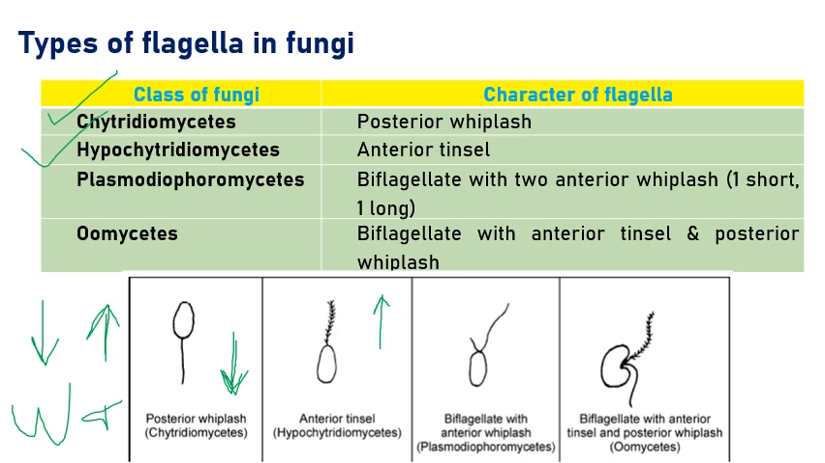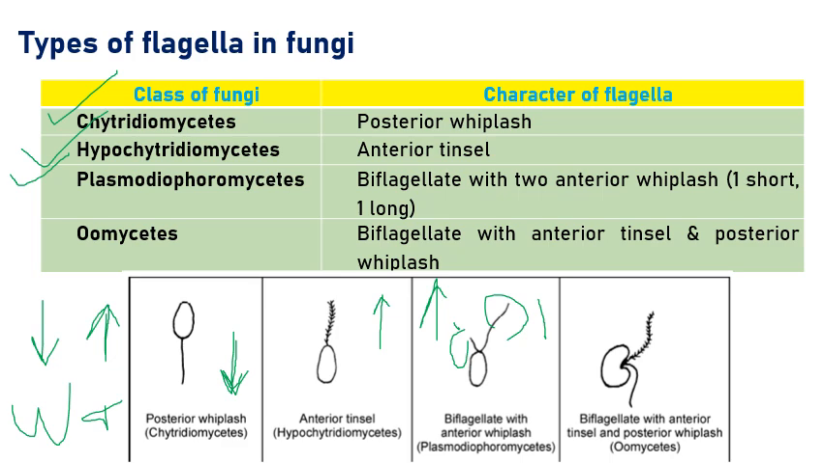So the next one, here we can see anterior. One is a short one and one is a long one, which means biflagellate. So biflagellate anterior whiplash type, because the flagella are in an upward direction and have no hair, right? One is short and one is long. The best example is Plasmodiophoromycetes, for example club root of cabbage, which is a very important one.